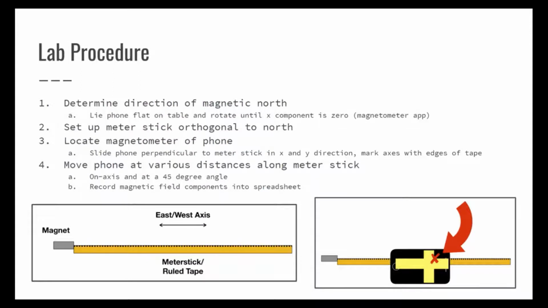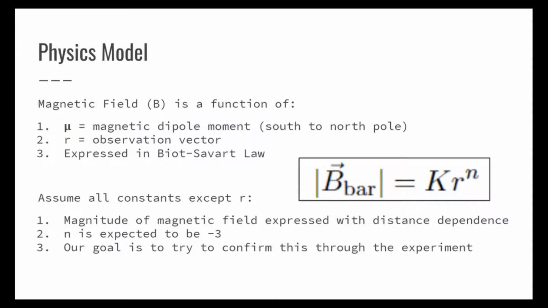So the lab procedure: first we decided to determine the direction of magnetic north. By doing so, we would lay the phone flat on the table and rotate until the x component was 0 with the app. Then we would set up the meter stick orthogonal to north, and then locate the magnetometer of the phone by sliding the phone perpendicular to the meter stick in the x and y direction, and then marking the axes with an edge of tape. Then we moved the foam at various distances along the meter stick, both on the axis and at a 45-degree angle, and recorded the magnetic field components into a spreadsheet.